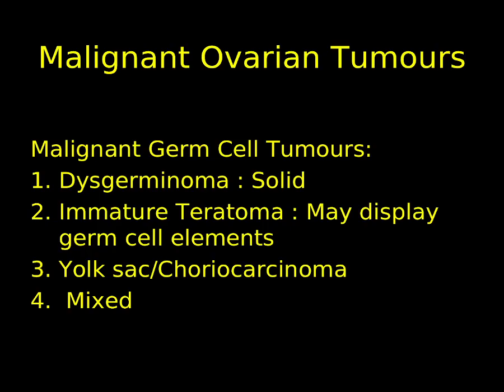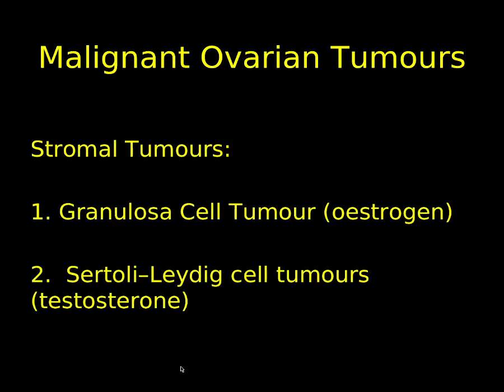So that's really all I want to say about malignant germ cell tumours. The third type of malignant ovarian tumour which we encounter is stromal tumours. The stroma is the supporting network of tissue within the ovary, which holds the epithelial lining and the germ cells together. And these are, for example, the granulosa cell tumour, which can produce estrogen, and the Sertoli Leydig cell tumours, which can produce testosterone. So it's just worth mentioning these because they are functional tumours, and they do tend to occur more in postmenopausal patients.